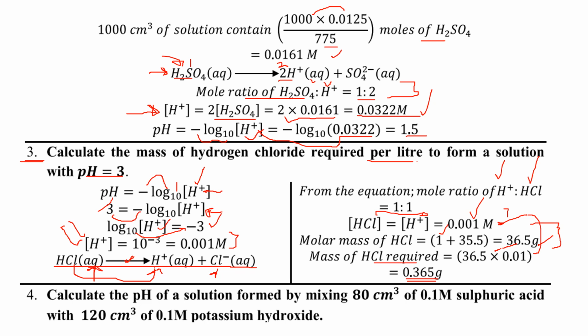0.365 grams. Now let's look at question 4, which prompts you to calculate the pH of a solution formed by mixing 80 cm cubed of 0.1 molar sulfuric acid with 120 cm cubed of 0.1 molar potassium hydroxide.